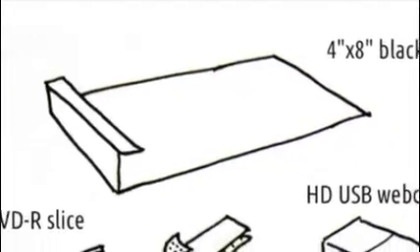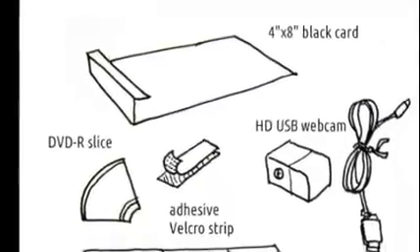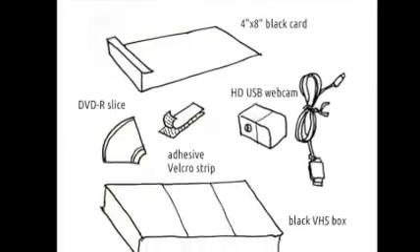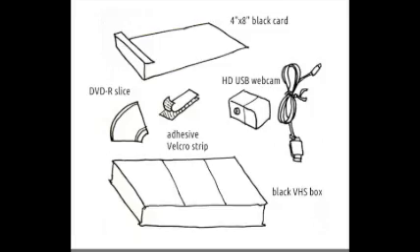Materials needed are a black VHS box, scissors, X-Acto knife, duct tape, black card paper, a DVD-R, a USB webcam, and a computer with web connection. First off, you need to cut off the VHS snubs on the inside of the case. This is to make sure that the inside is as smooth as possible and that there is less interference from the light when it enters it.